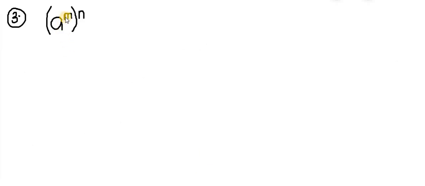Now, a to the power of m with n outside the bracket. There's already a power and then another power outside the bracket. What we do is we say a to the power of m, the power inside the bracket, times the power outside the bracket. Okay? So, how does this work?